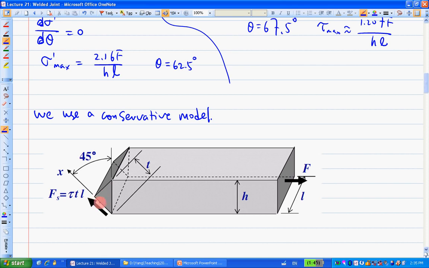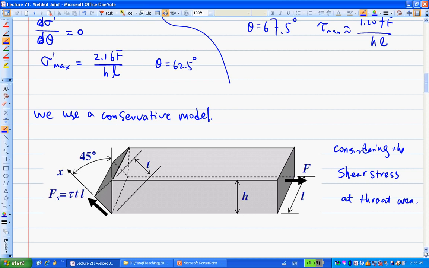In other words, we're not considering the normal stress. By neglecting normal stress and increasing the shear stress, we get a more conservative model here. So we're only considering the shear stress at the throat area.